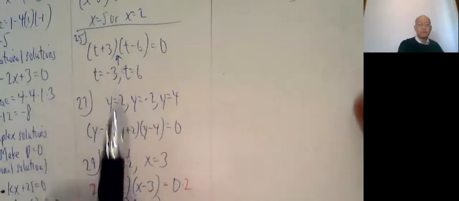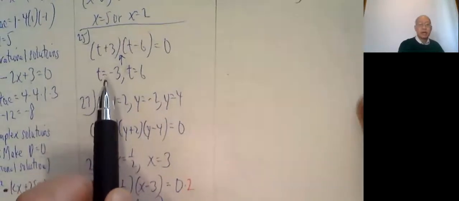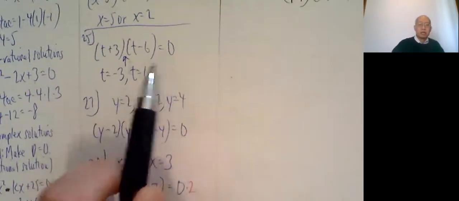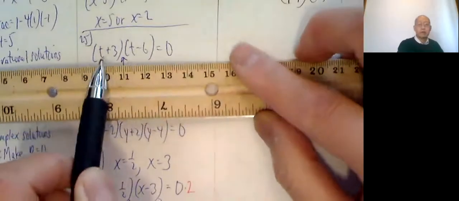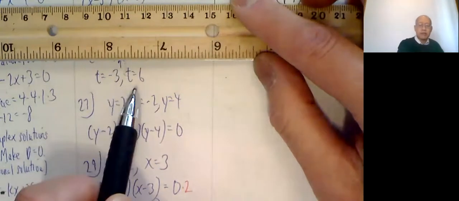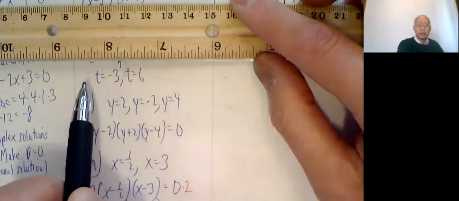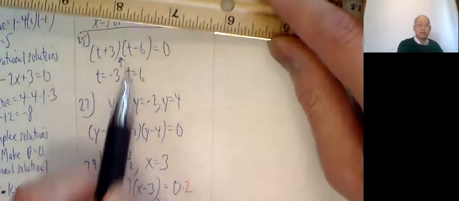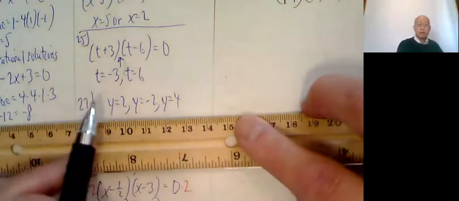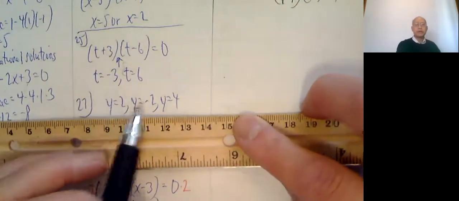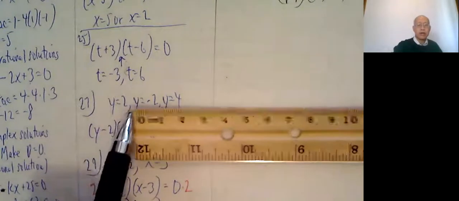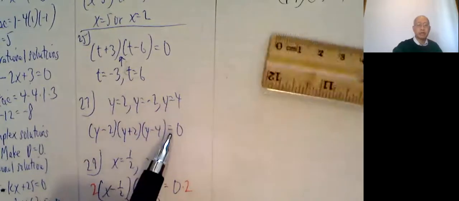Okay, so for 25, they tell you the solutions are negative 3 and 6. So you build that back as t plus 3, t minus 6 equals 0. In other words, you're probably comfortable with saying, what are the solutions here? Negative 3 and 6. But we're just going backwards. The solutions are negative 3 and 6. Build the equation. So essentially you go t minus each of these. T minus a minus 3, t plus 3, and t minus 6. Okay, 27, the solutions are 2, negative 2, and 4. So you go y minus 2, y minus a minus 2, y plus 2, and y minus 4 equals 0.